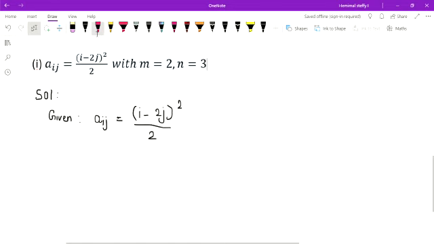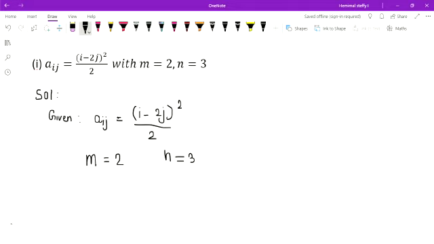Now M is equal to, what is given? M is equal to 2. M means the number of rows, N is equal to the number of columns. First I am going to form the matrix by rows: rows 2 and columns 3. So we have to construct the matrix of the order 2 into 3.